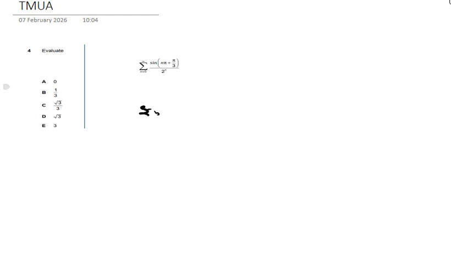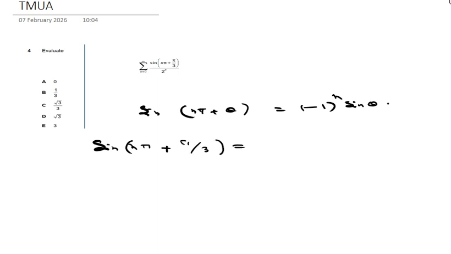Sine(n pi plus theta) is equal to minus 1 whole to the power n sine theta. Okay, this identity comes from the periodic and alternating nature of sine. Now apply it. So sine(n pi plus pi by 3) is equal to minus 1 whole to the power n sine pi by 3. Okay, and we know sine pi by 3 is equal to root 3 by 2.